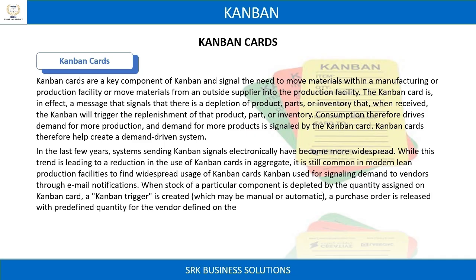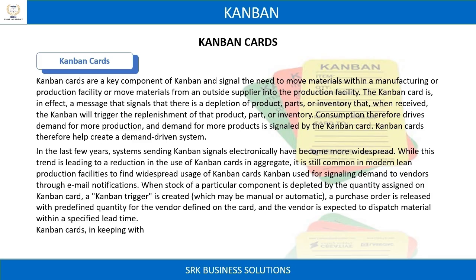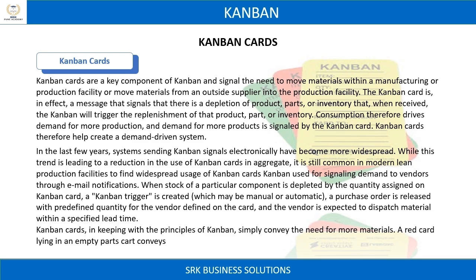Kanban is used for signaling demand to vendors through email notifications. When stock of a particular component is depleted by the quantity assigned on the Kanban card, a Kanban trigger is created, which may be manual or automatic. A purchase order is released with a predefined quantity for the vendor defined on the card, and the vendor is expected to dispatch material within a specified lead time.